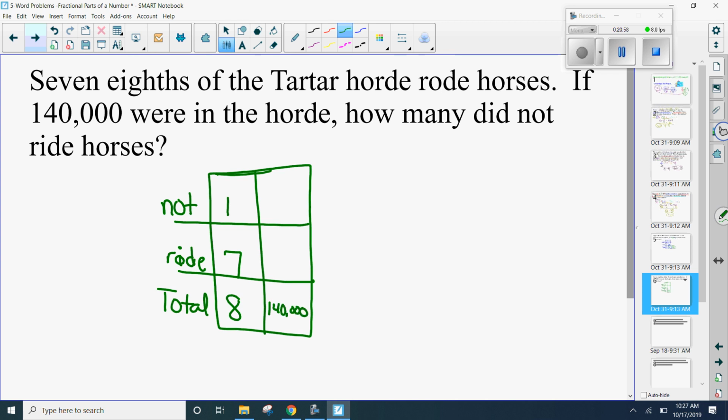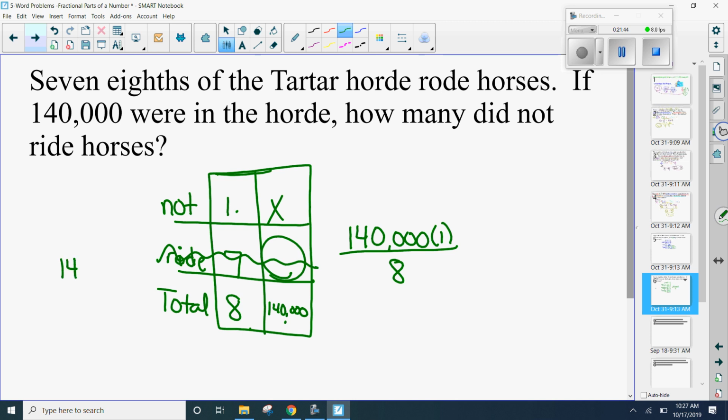How many did not ride horses? Top or middle box? Top is what they're asking for. I can get rid of this 7, or you can use the 7 and find this value. But if you find that value, then you need to subtract from 140,000 to find the top. Otherwise, what are we going to multiply together in this problem? 140,000 times 1 and divide by 8. Do you see how you cross multiply and divide? So 140,000 times 1 and divide by 8.